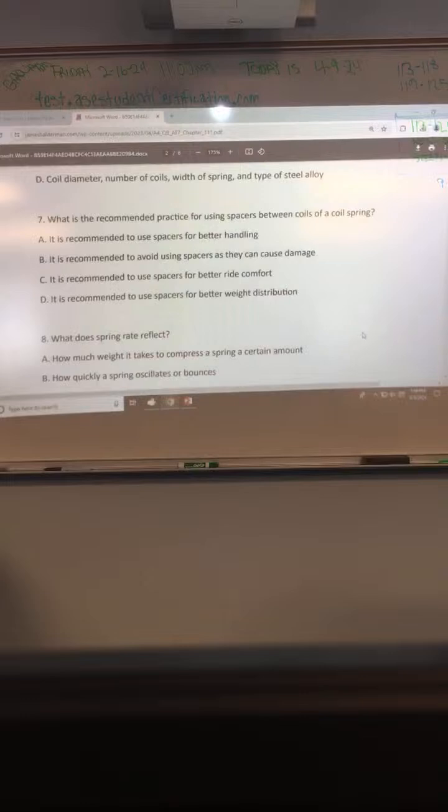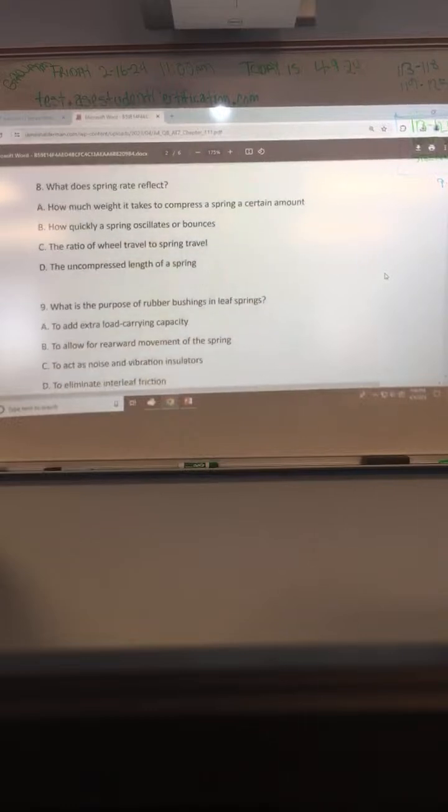What is the recommended practice for using spacers between coils of a coil spring? Is it B? It is recommended to avoid spacers, they cause damage. So what is the purpose of spacers? Well, let's just put it this way, no car ever came with them. They're one of those aftermarket things, the aftermarket will sell you anything, even if it's garbage. They'll sell you a head gasket sealer if you look in the chemical aisle. Doesn't work, but they sell it. A spring spacer is supposed to help a weak spring, but really, they're just a waste of time.